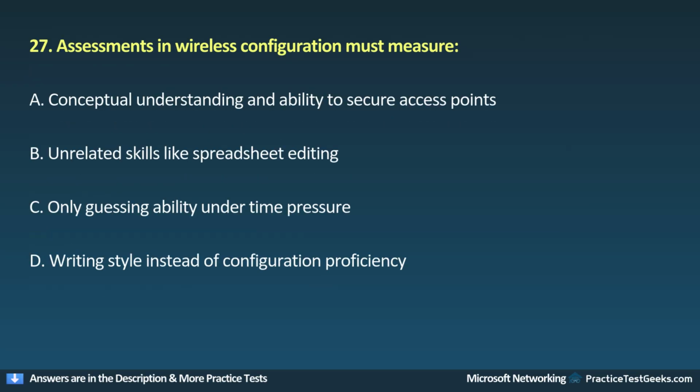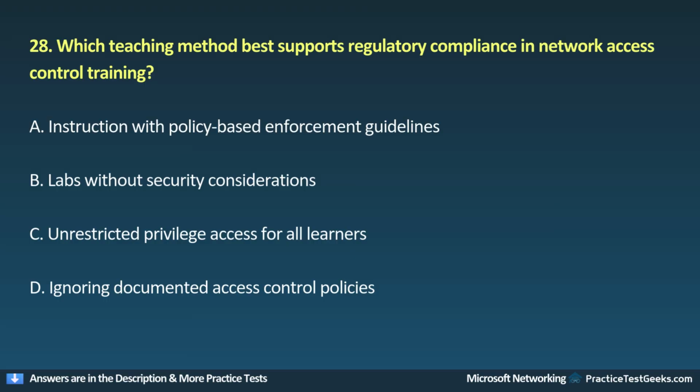27. Assessments in wireless configuration must measure A. Conceptual understanding and ability to secure access points. B. Unrelated skills like spreadsheet editing. C. Only guessing ability under time pressure. D. Writing style instead of configuration proficiency.